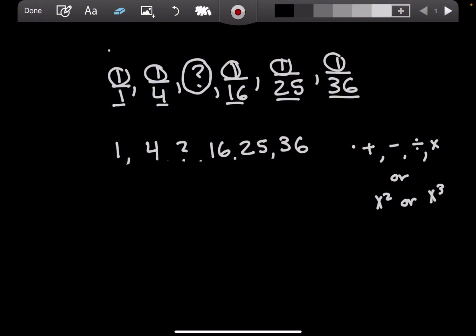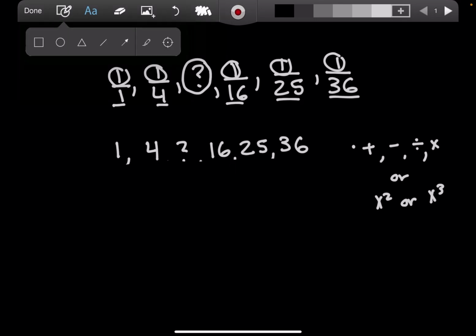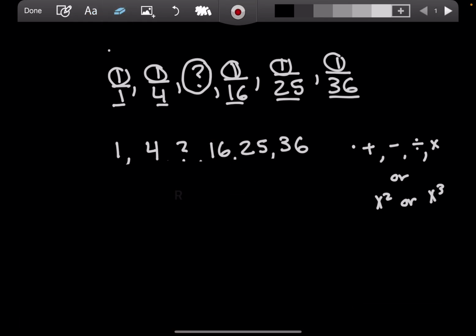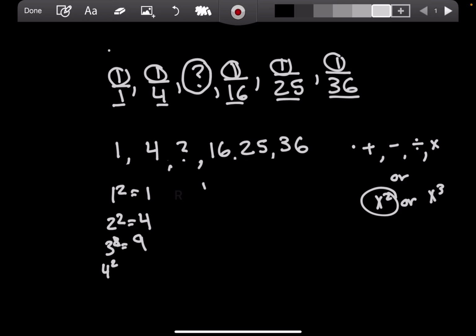However, if you're familiar with your squares, we know that 1 squared is 1, 2 squared is 4, 3 squared is 9, 4 squared, not to confuse you, is 16, and then 5 squared is 25, and 6 squared is 36.